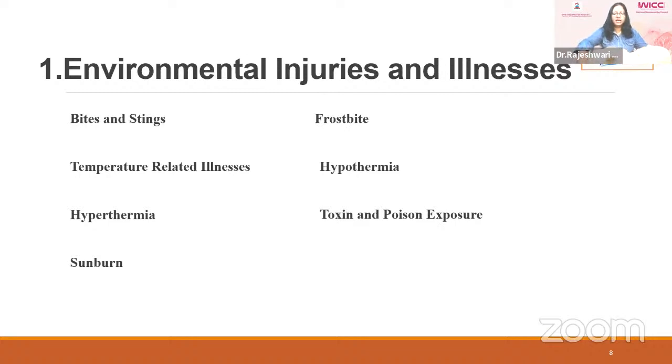Now about these environmental injuries, we have seen what can be done. Bites, stings, temperature related illnesses, frostbites, hypothermia, toxin and poison exposure, sunburns, okay, all this. These are the things that we have seen in the last presentation.